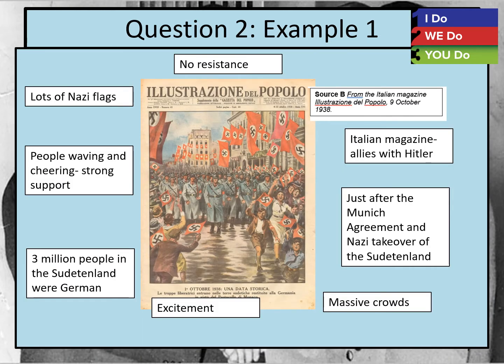Let's then start with the first source. Let's start with source B. Remember, what we're looking at is how useful this is to a historian trying to find out why Britain allowed Hitler to take the Sudetenland, why we didn't stop it. So let's have a look at what we can see in this picture.